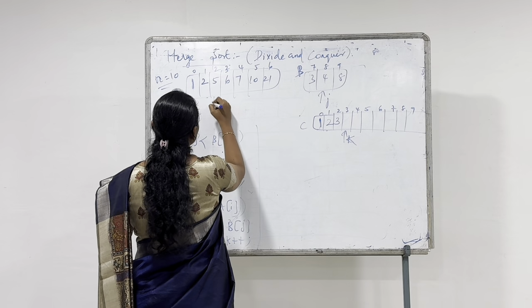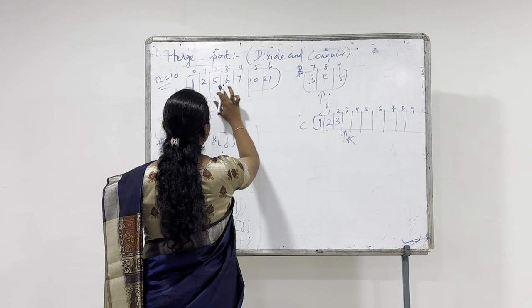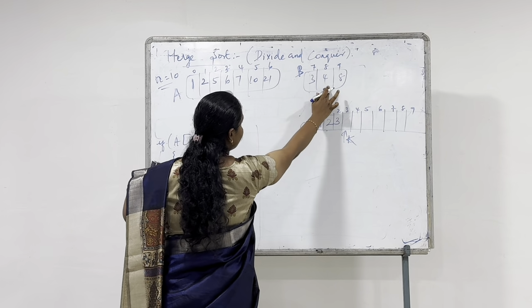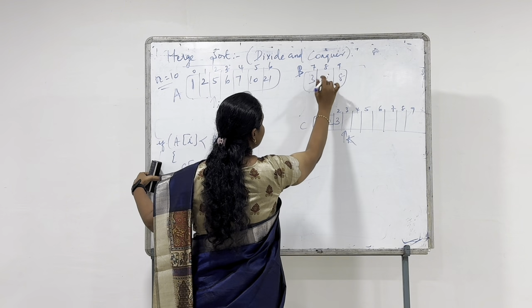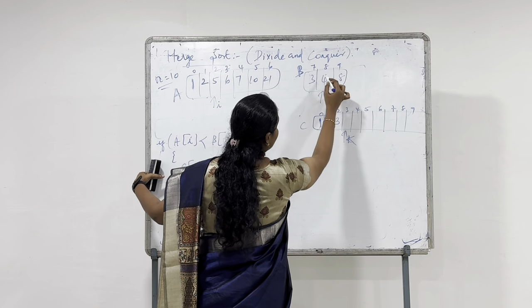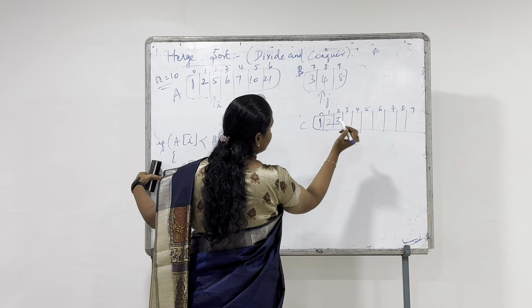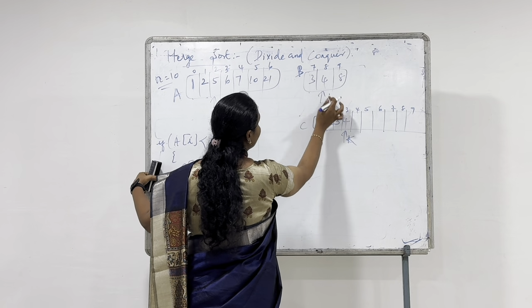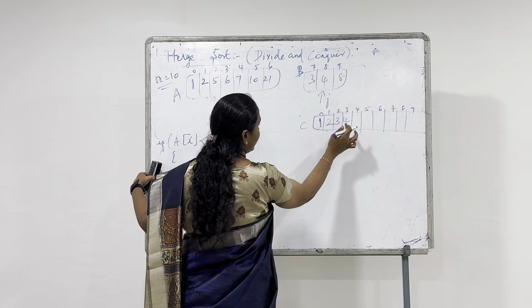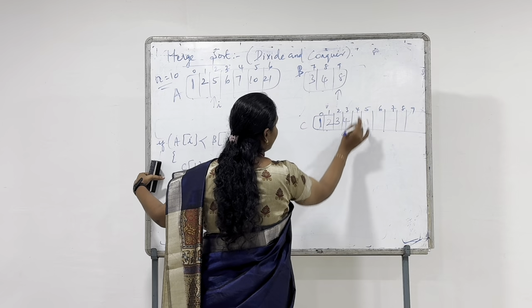Now compare, this is I and this is J. Again comparing these two values, 4 is the lesser value compared to 5. So now move the B array's value, that is B of J, which is 4, to C of K. Now increment J and also K.